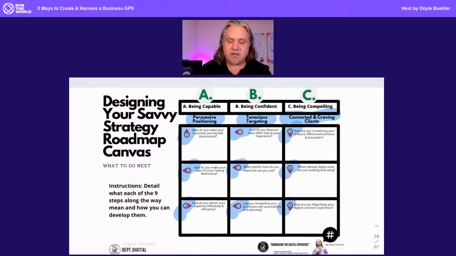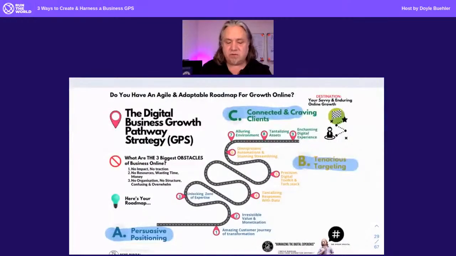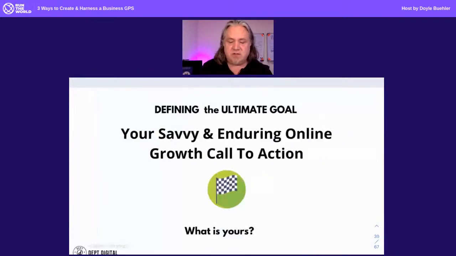But all you want to do is identify. I've put these in clear columns so that you can see each specific item: persuasive positioning, tenacious targeting, and connected and craving clients, down the road. So we're creating that roadmap. Is it going to be easy? No, but it's going to be worth it. Why? Because we will then be able to create our growth call to action.